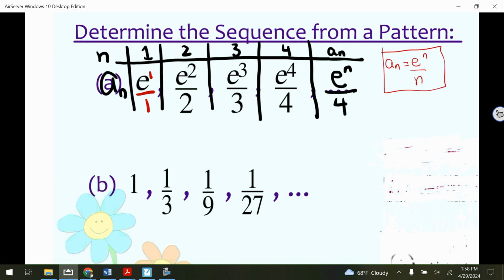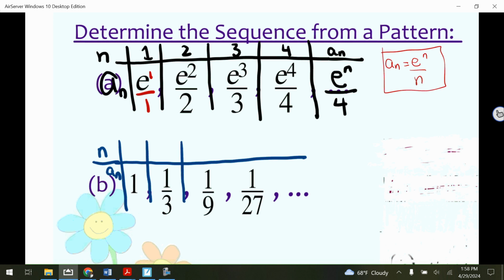For B, I'm going to modify by saying, okay, what term number am I? And this is the term itself, a sub n. So I'm going to develop a little table, so hopefully I can see the pattern.